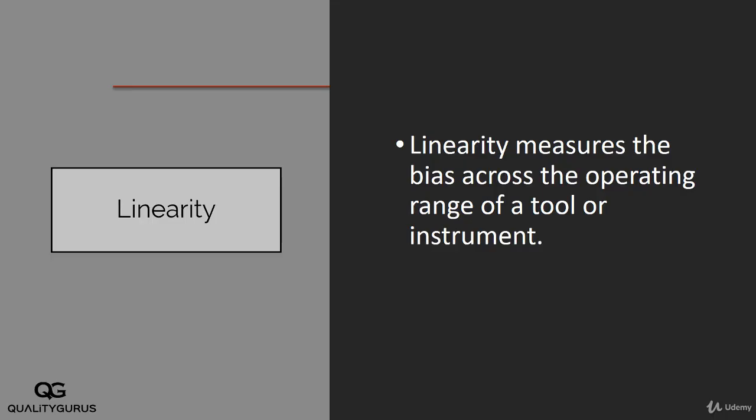If that is the case, then that is the case of linearity. So if the bias was 1 psi across every measurement, then you can say that this instrument has a bias. But if the bias changes as the measurement changes, then that's the linearity problem. Let's understand the linearity problem more on the next slide with the help of an example.